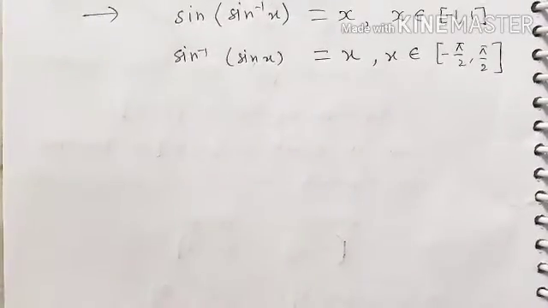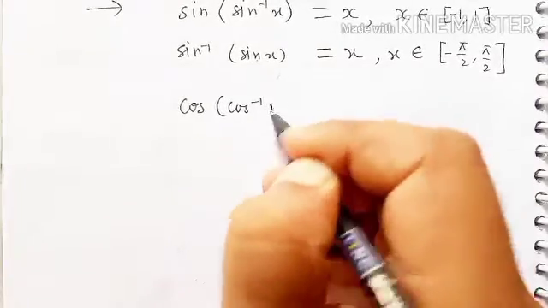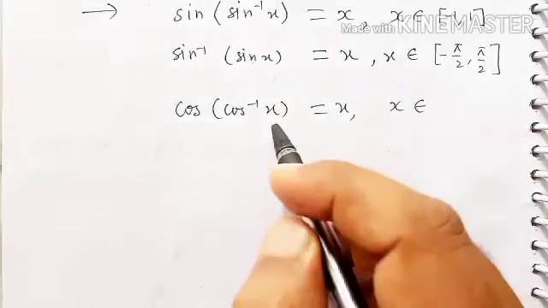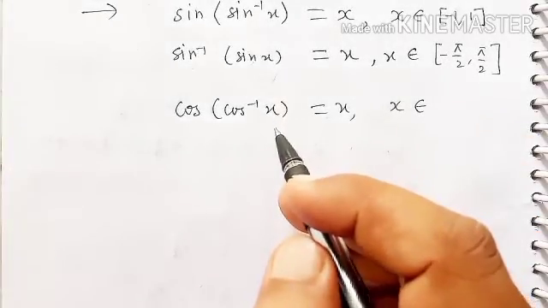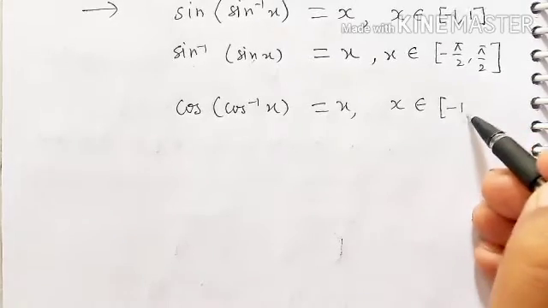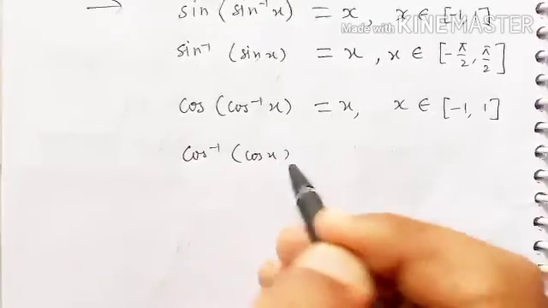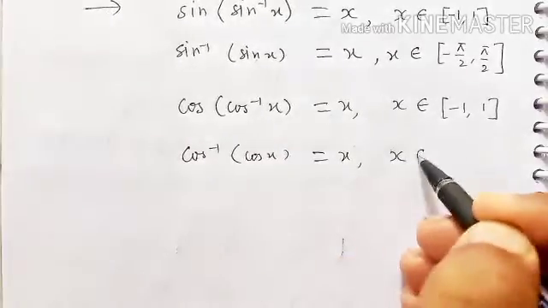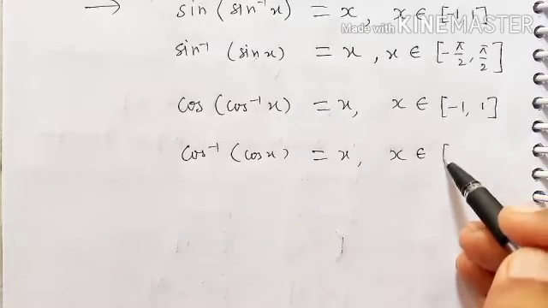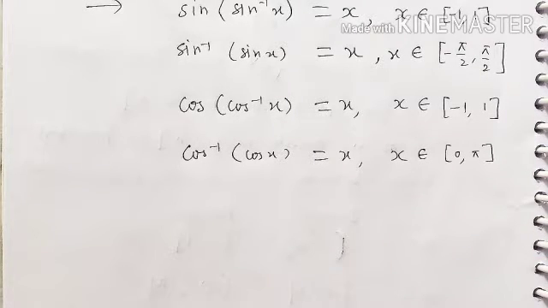Likewise, in case of cos inverse we discuss. If you take cos of cos inverse x, this is equal to x. Here x is the domain of cos inverse, that is minus 1 to 1. Cos inverse cos x is also x, where x belongs to the range of cos inverse, and its range is from 0 to pi.